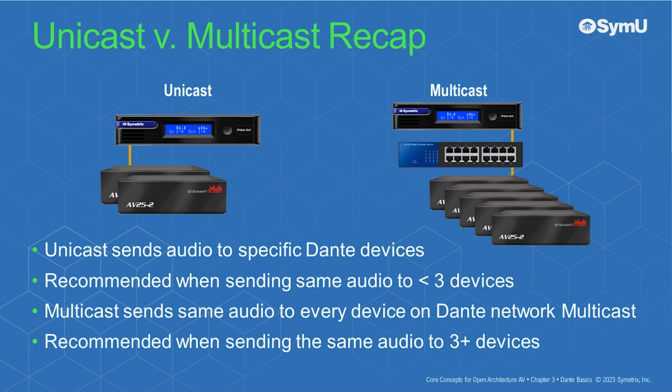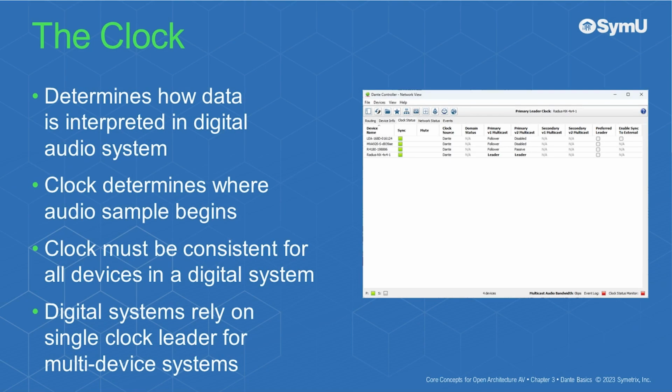Multicast is recommended when sending the same audio to more than 3 devices. The clock determines how the data is interpreted in a digital audio system and determines where in the data an audio sample begins. The clock must be consistent for all devices in a digital system so that it is read the same way. Digital systems rely on a single clock leader for multi-device systems.